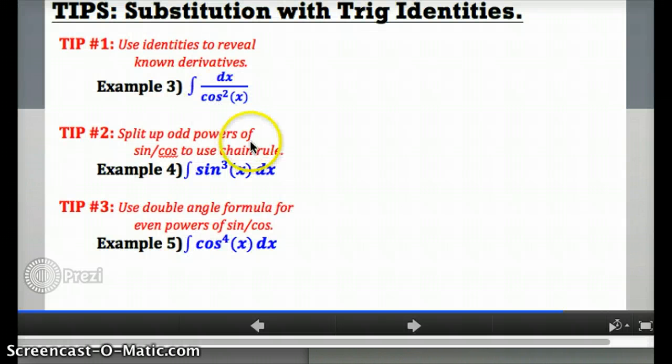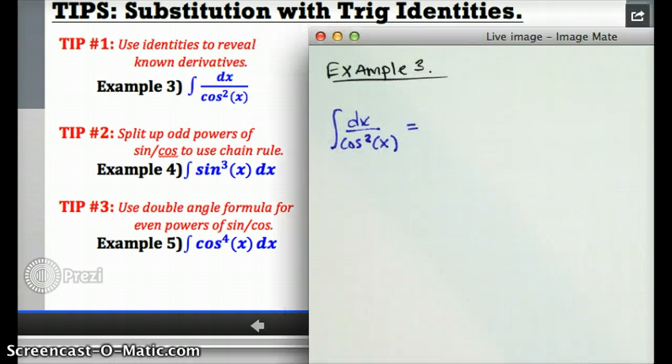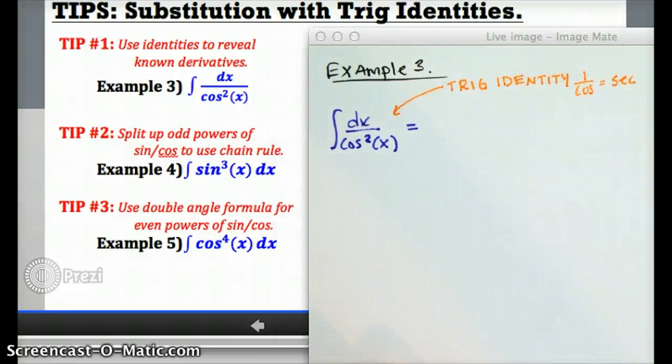Okay, so here's what tip 1 actually says. It says use identities to reveal known derivatives. If you think about it, when we evaluate this integral, I want to try and see a derivative inside the integral so that I can write its antiderivative for my answer. The identity I'm going to use for this one is a very simple identity that has to do with cosine. Can you see what it should be? So I'm actually going to use the fact that 1 over cosine equals secant.